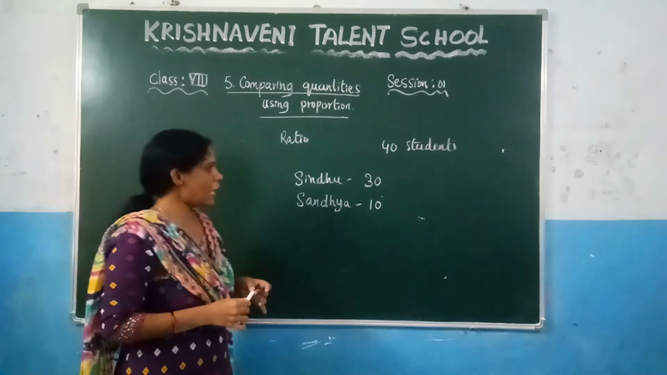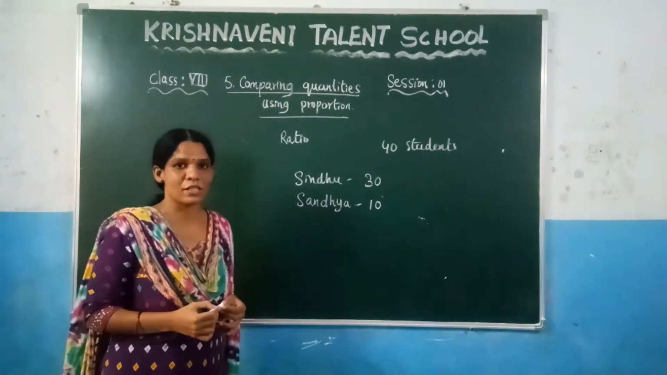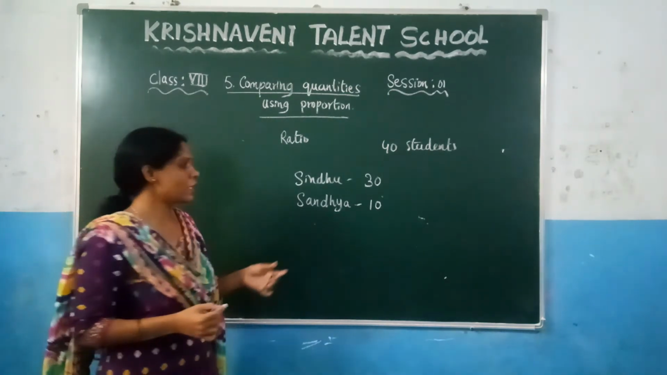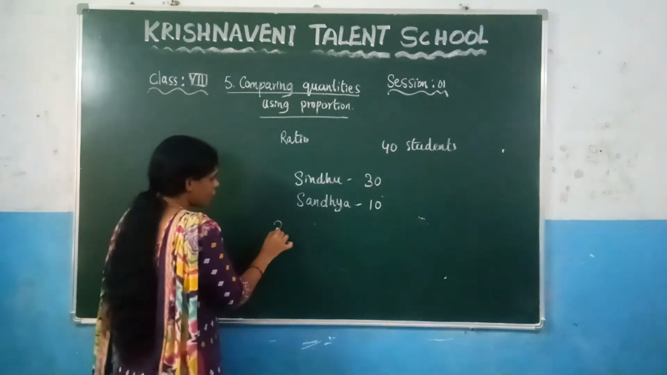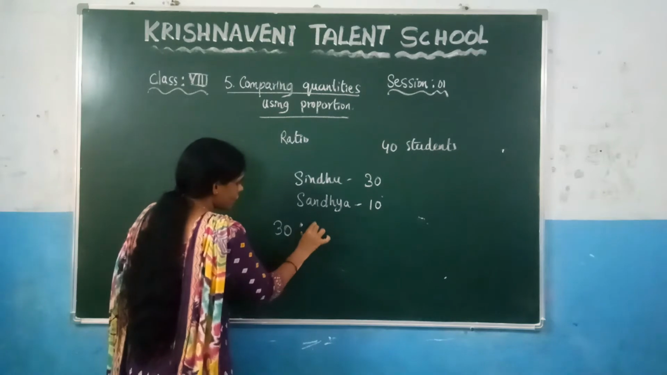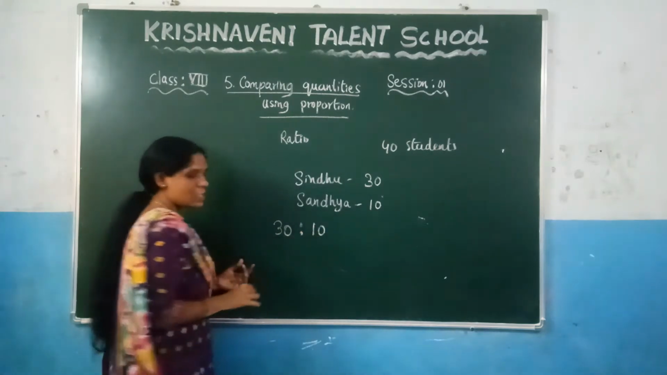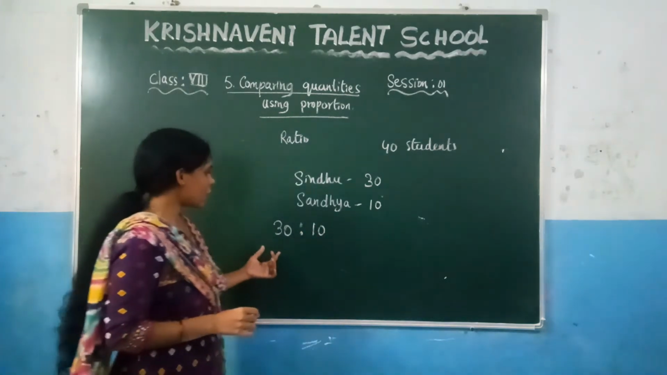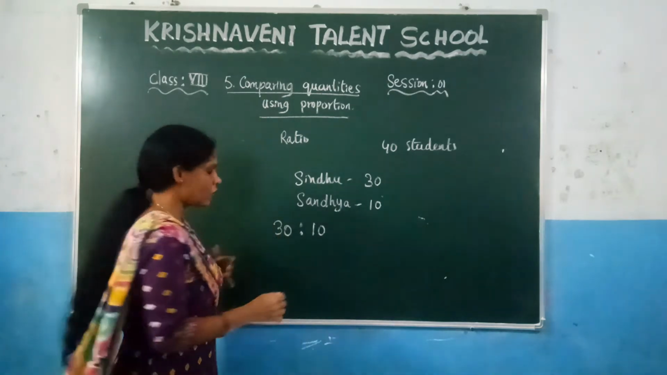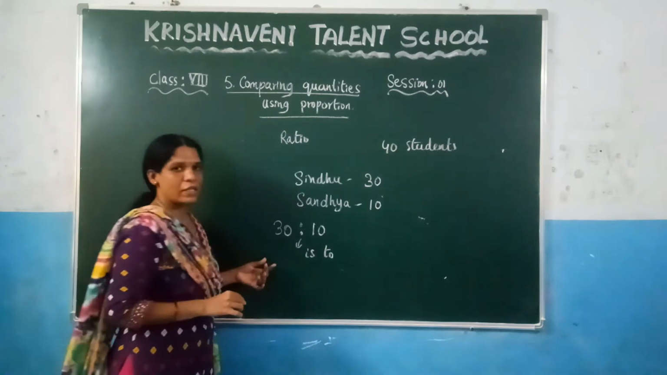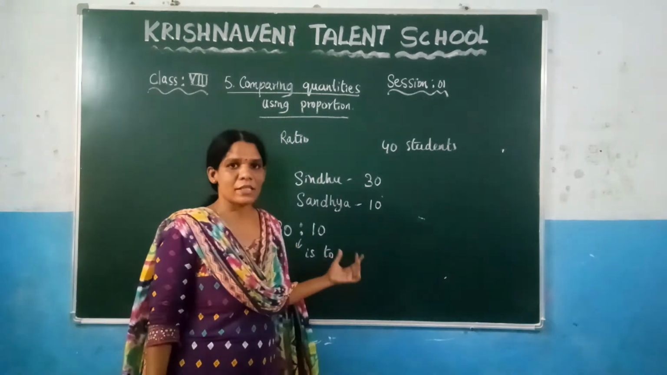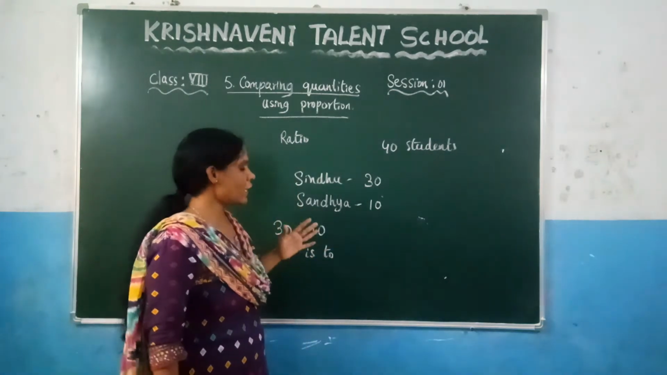If I ask what is the ratio of Sindhu and Sandhya, we have to take the ratio of these two quantities. The ratio is denoted by the symbol of two dots. This one we will read as 30 is to 10. This is the ratio of Sindhu and Sandhya.